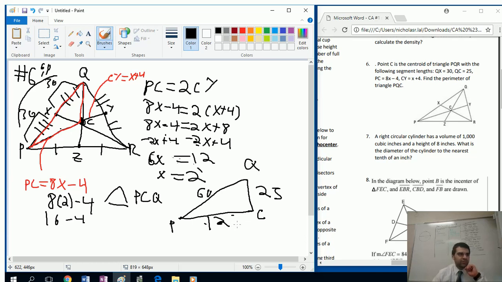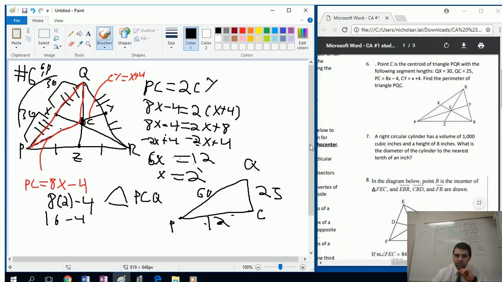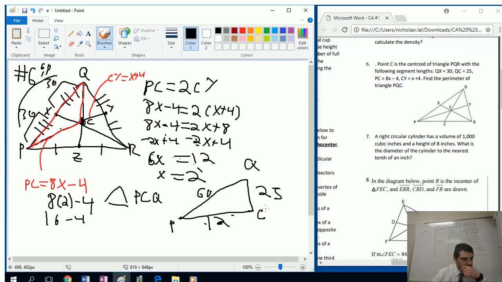So this is equal to 60. This is equal to 12. Now, this is going to be equal to 25 because as far as QC is concerned, it already says right here it's equal to 25. So the perimeter is going to be 60 plus 25 plus 12. So the perimeter, right, this side is 60, this side is 25, and this side is 12. So that's equal to 97.